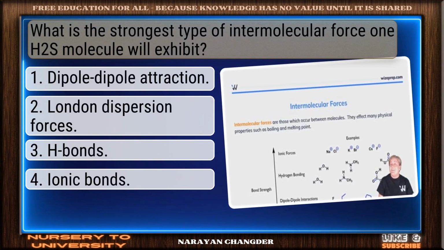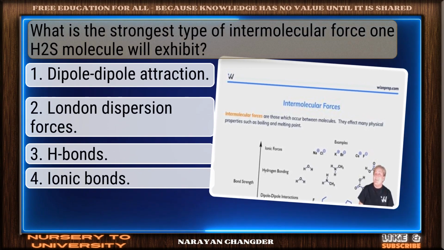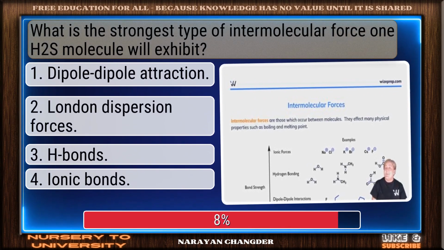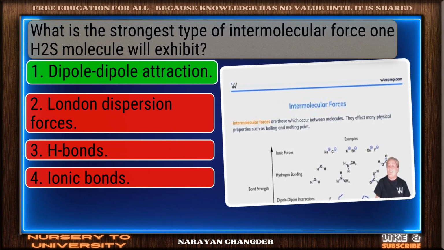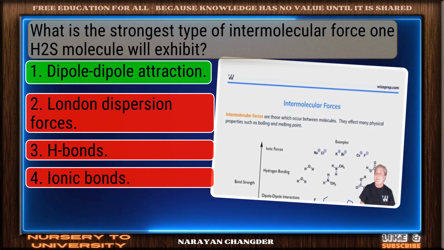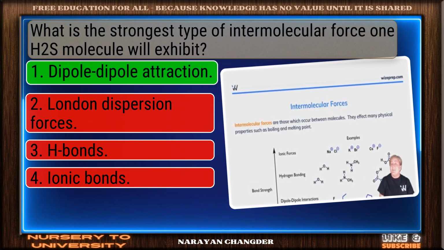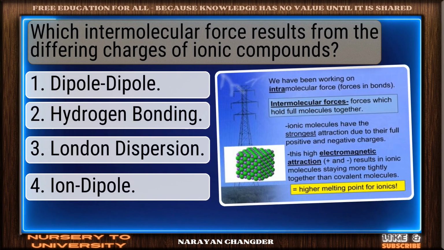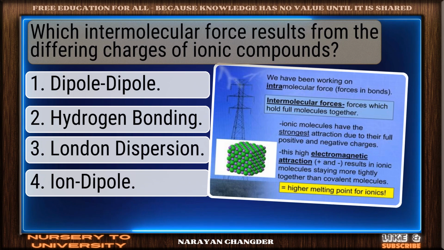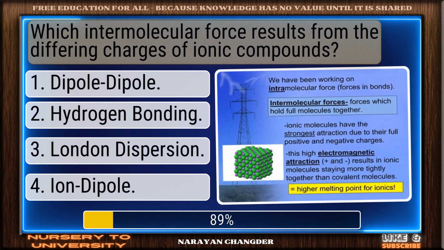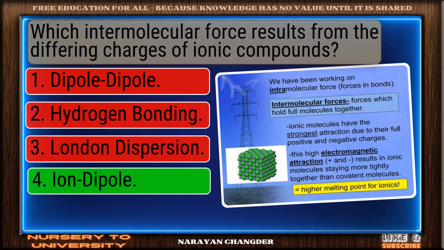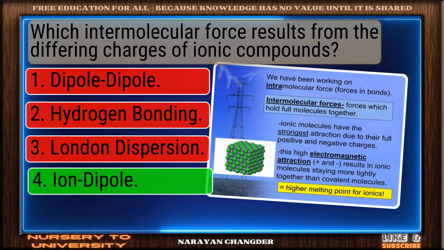What is the strongest type of intermolecular force an H2S molecule will exhibit? Strong choice. Dipole-dipole attraction is the right answer. Which intermolecular force results from the differing charges of ionic compounds? You're right. Ion dipole is the correct answer.